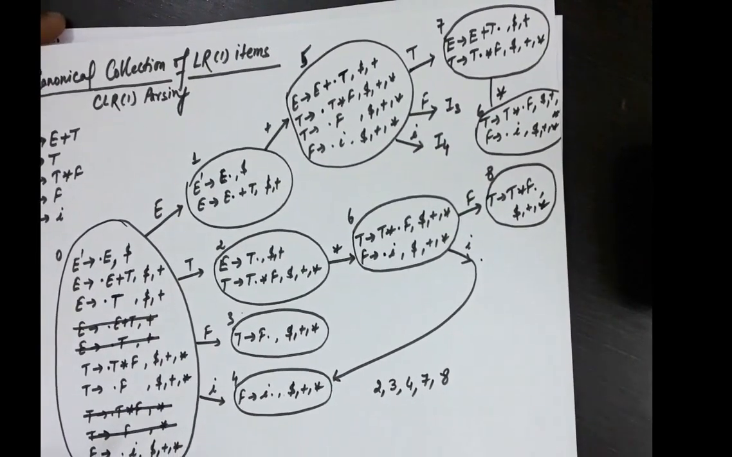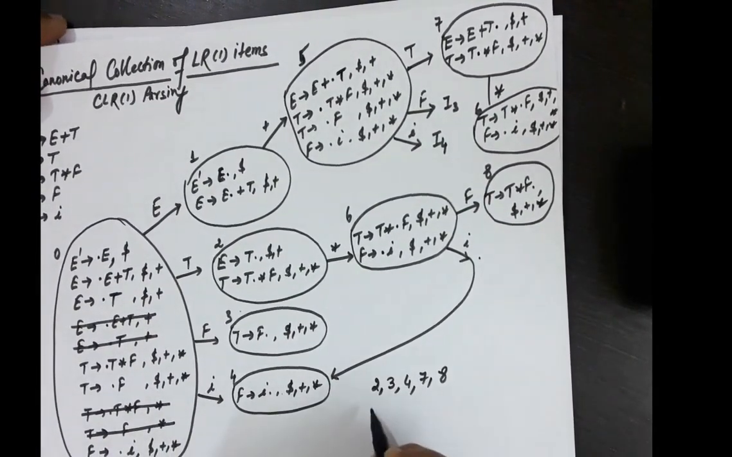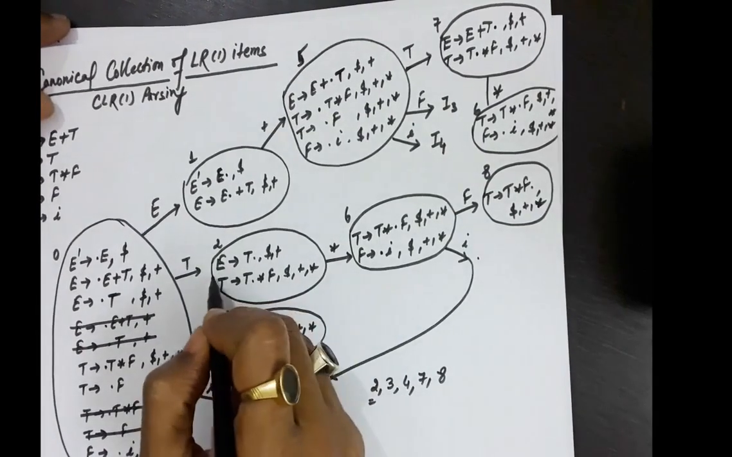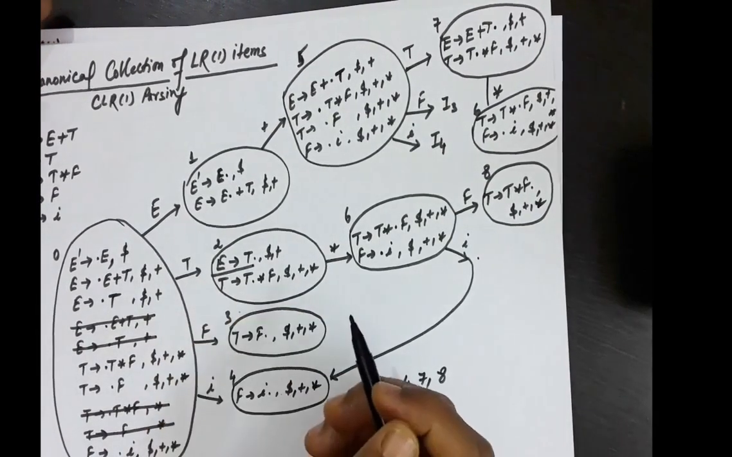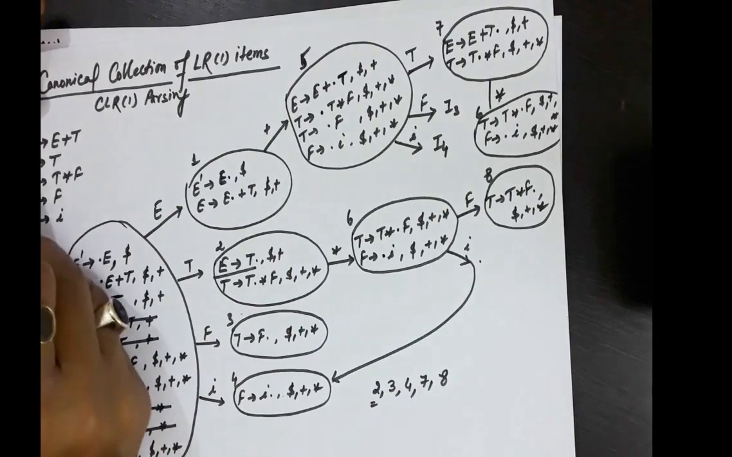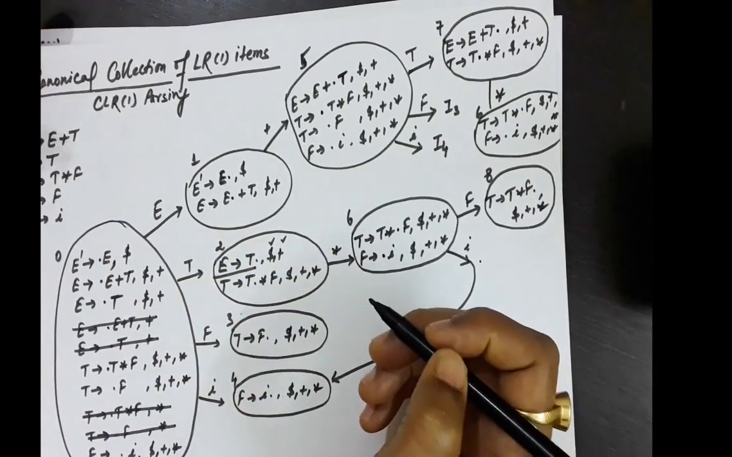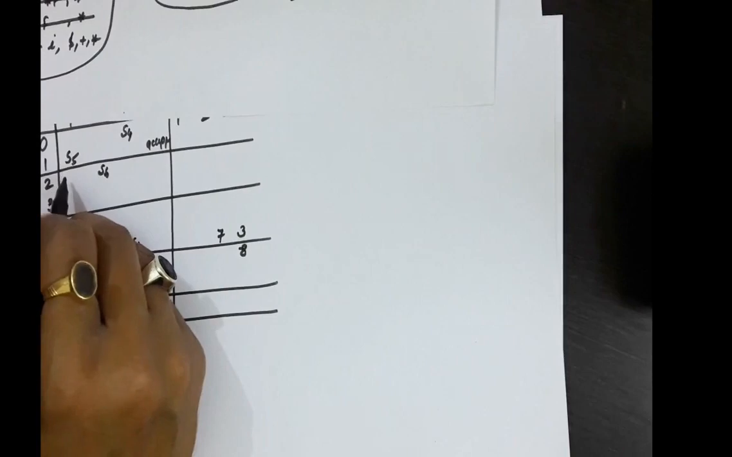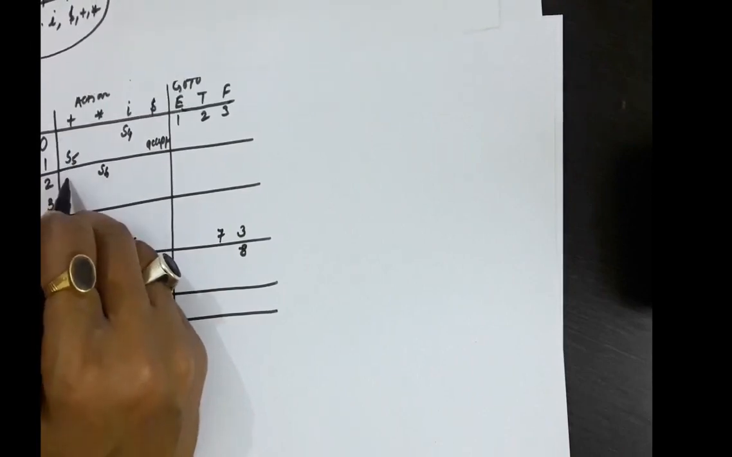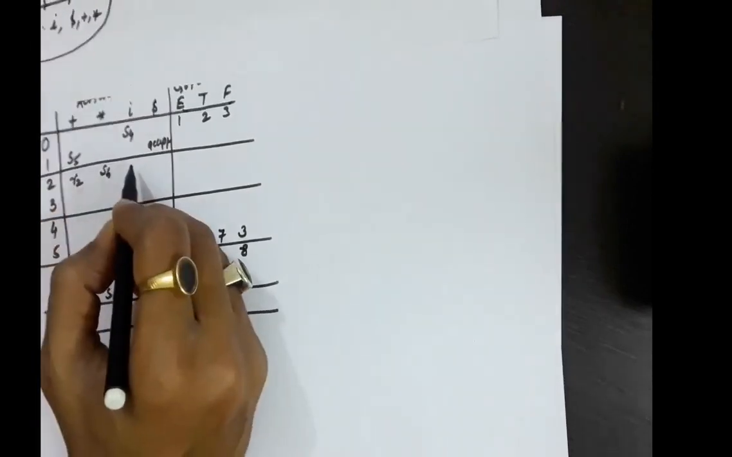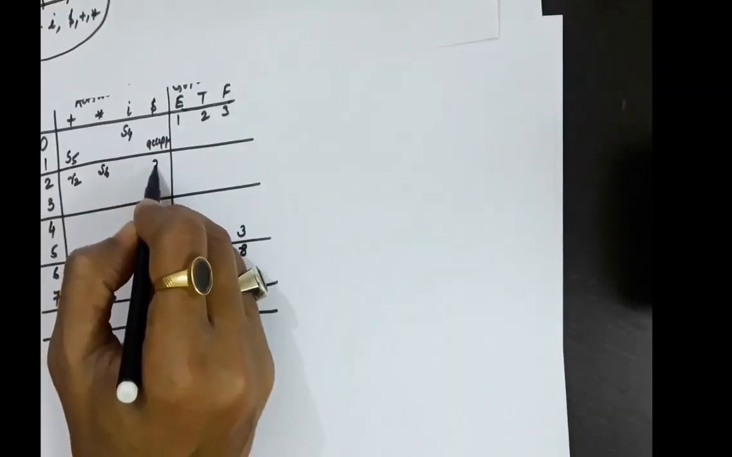So let us look at the first final item, that is in state 2. So this is E produces T dot. So E produces T actually is the second production. So you'll be writing R2 at the places dollar and plus. So in the table, in the place of plus you will be writing R2, and at the place of dollar also you will be writing R2.